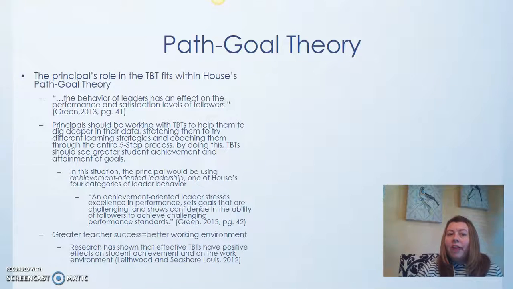So when looking at the principal's role within the TBT, I believe that the path goal theory is the one that is most aligned to how principals work within the TBT.